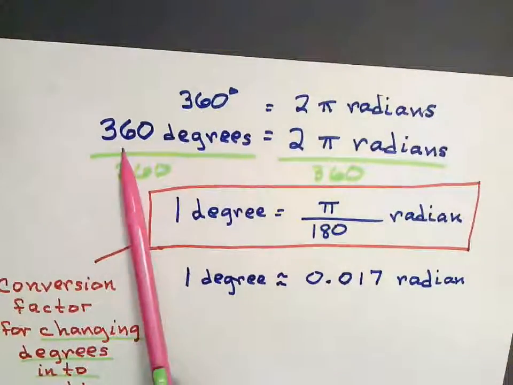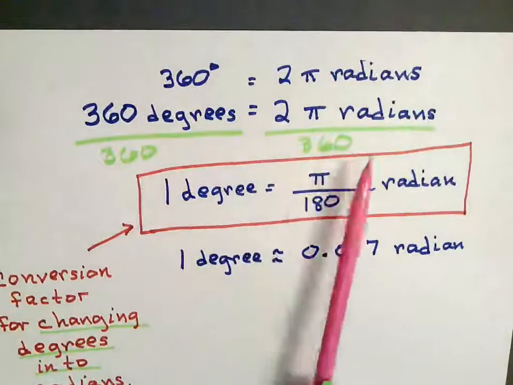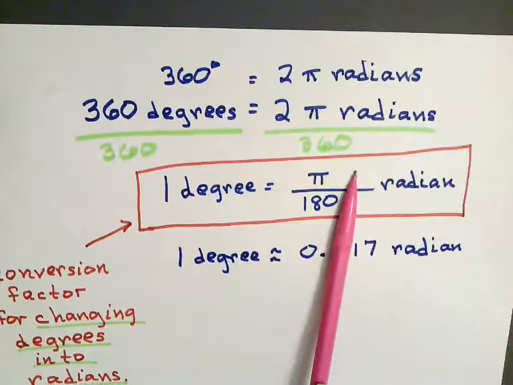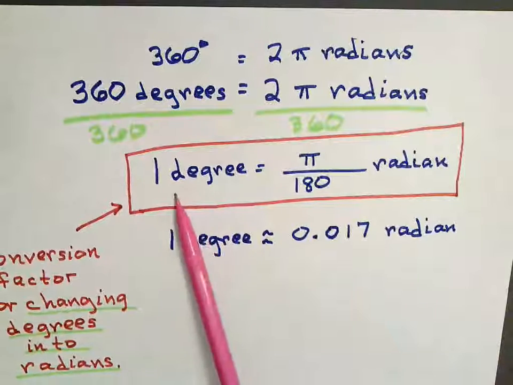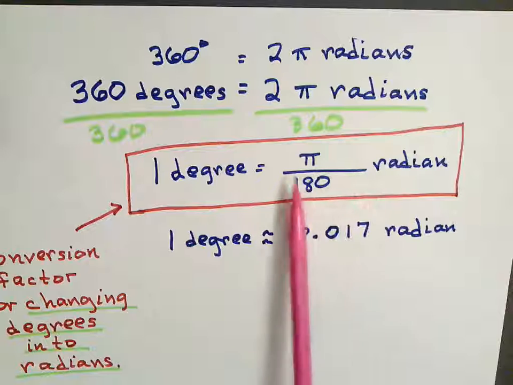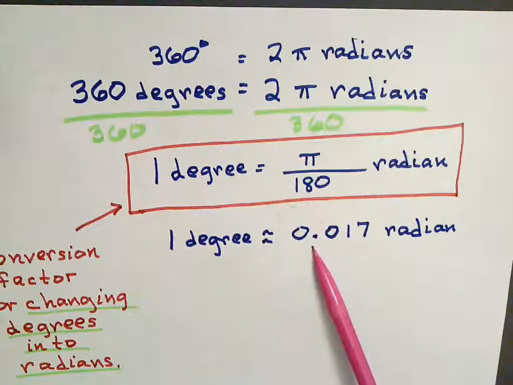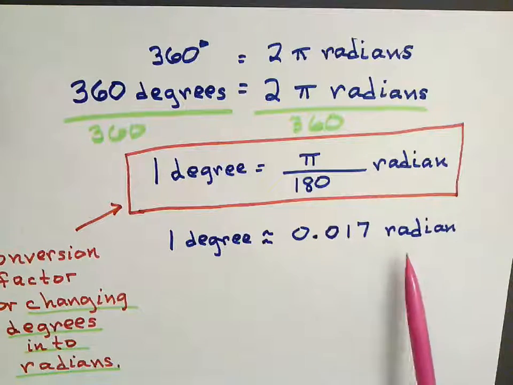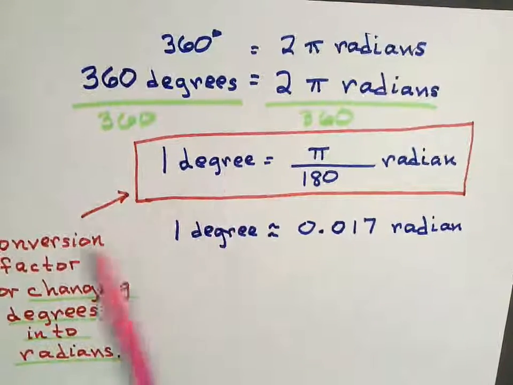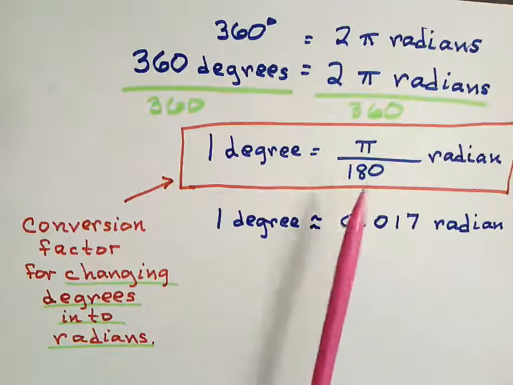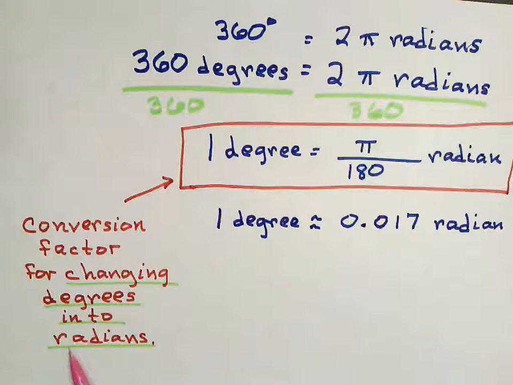Let's look at this again. 360 degrees is equal to 2 pi radians. This time, let's divide each side by 360. When we do that, we have 1 degree is equal to pi over 180 radian. Using our calculator, this is approximately 0.017 radian. And this will be our conversion factor for changing degrees into radians.